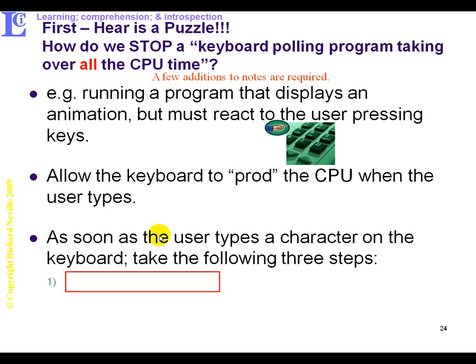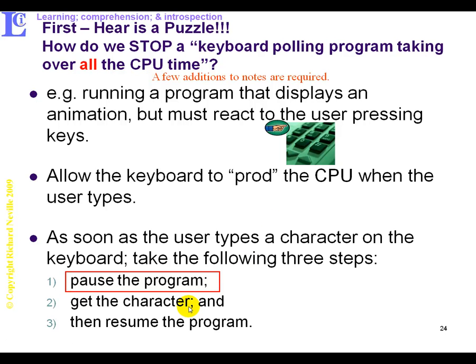So when a key is typed on the keyboard, we need to go through a number of steps. In fact, when a key is typed, we need to follow 3 steps. So let's look at the first one. So again, this is telling you you have to add a note to your lecture notes. And that is, the first thing we're going to have to do is pause the present program. So pause the program. The second step is get the character, and then we resume the program. So as you can see, pause, get character, go back and rerun the program. It might not quite be as simple as that. We'll see in the next few slides.